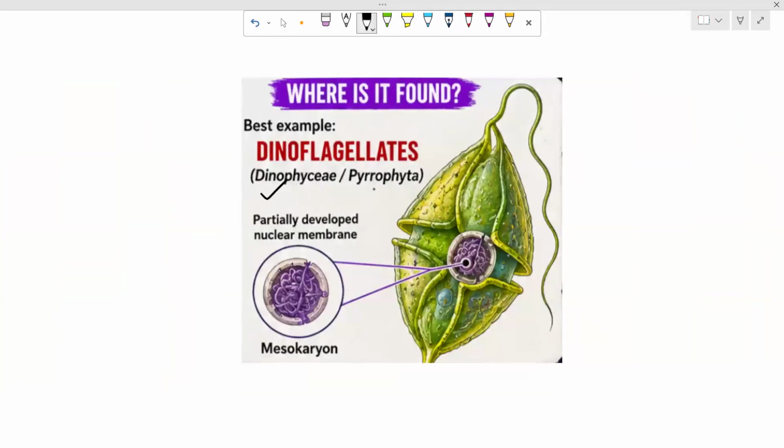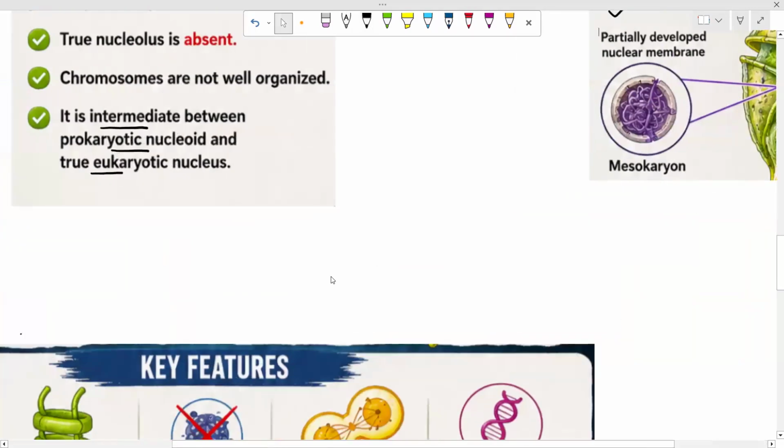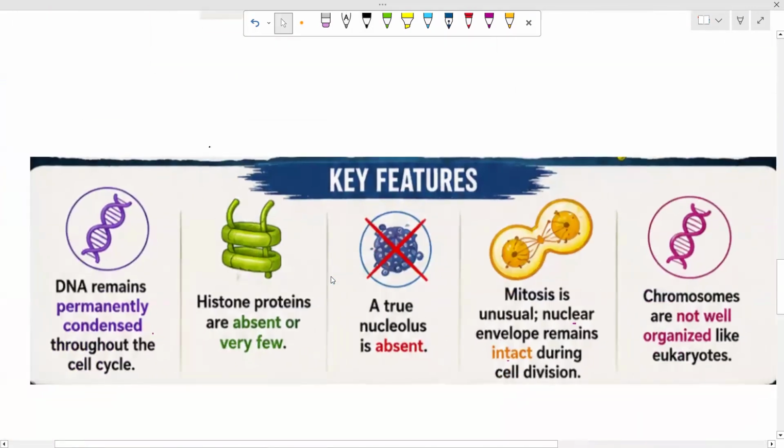Dinoflagellates belong to the class known as Dinophyceae. Now, what are the characteristics of the mesokaryon nucleus? See, understand here. In this case, you will find histone proteins are absent. They are not wrapped around histone protein like in a typical eukaryote, but the nuclear envelope is there. The nuclear envelope remains intact throughout cell division. Even during cell division, the nuclear membrane is intact.